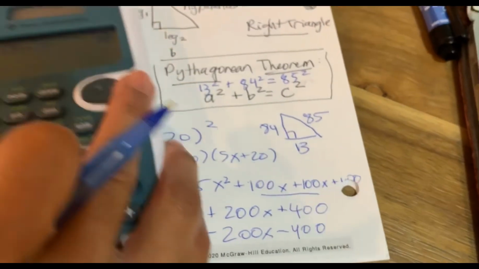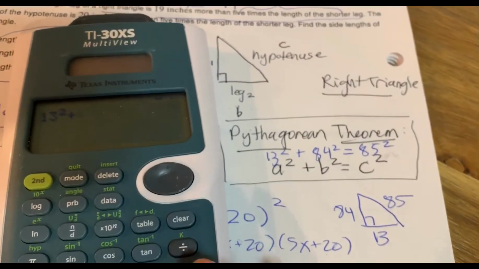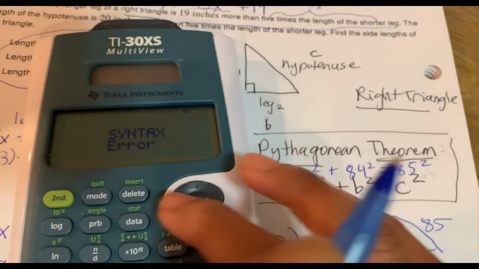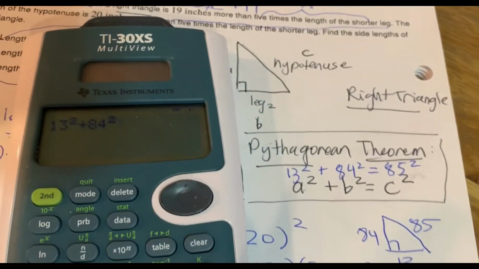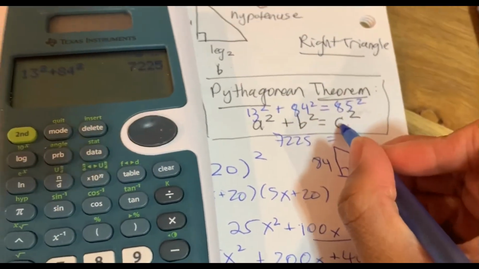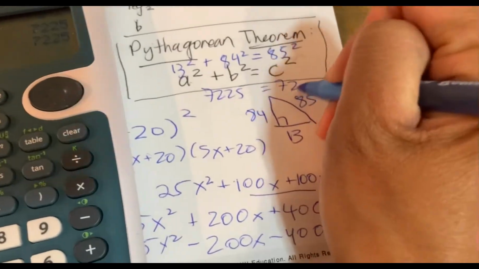So let's check our work. So 13 squared plus 84 squared is equal to 7225. What is the answer on the right side? 85 squared is 7225, but damn, that works.